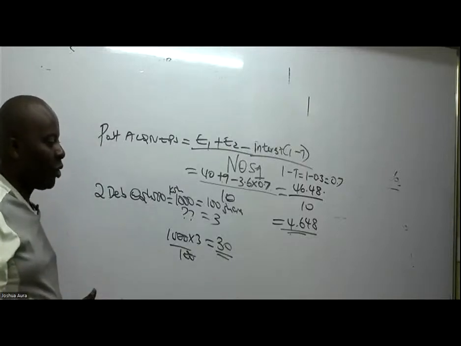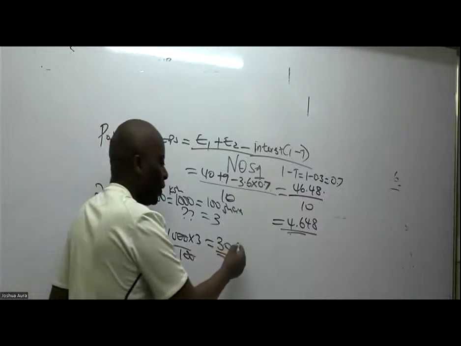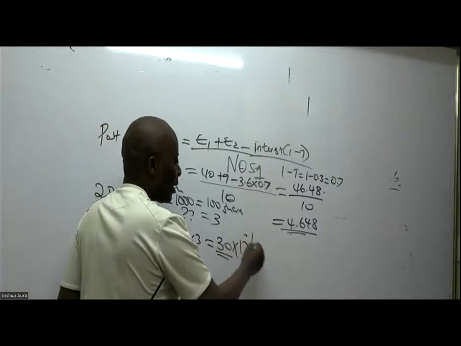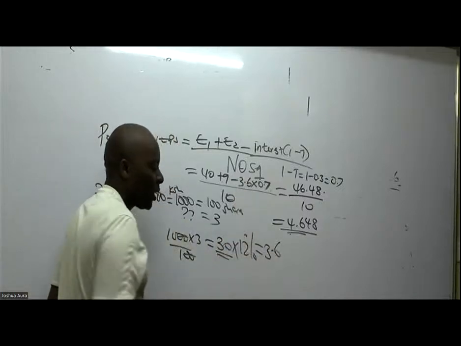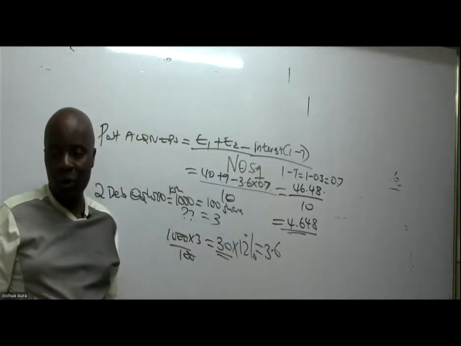That's the total debt. Once I have the total debt, to get the interest, I know the rate of interest is 12%. That's how I was able to get 3.6. Hope that helps you, Lucy.